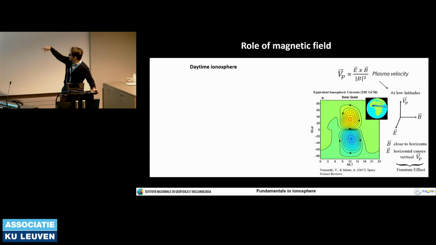The current system which is called the equatorial electrojet. So the net effect is that the equatorial electric field is directed in the east-west direction. The B is horizontal, so the net effect is to have a velocity of the plasma which is in the up-down direction. In particular, it pushes the plasma up.